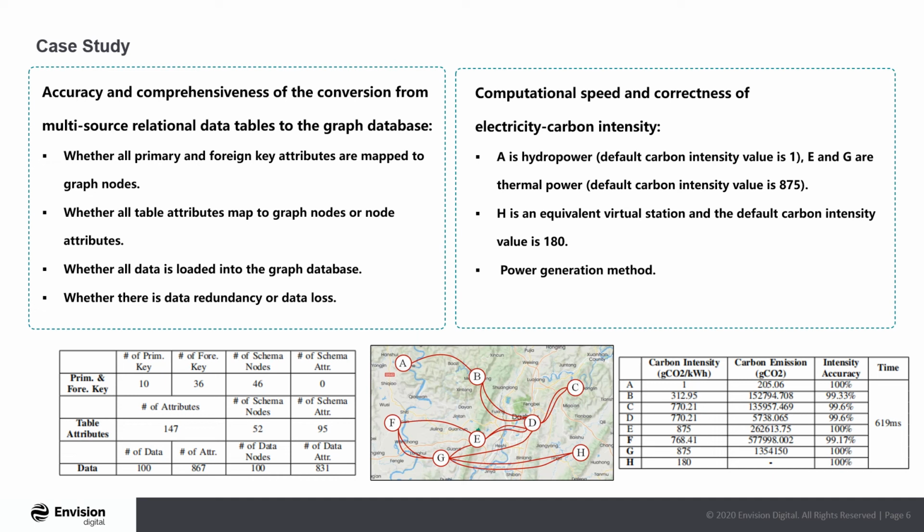Although the calculation results of carbon intensity in some areas have slightly deviated, the accuracy of the overall analysis results is higher than 99%. The reason for the deviation is the setting of the convergence threshold during calculation. The overall calculation time is around 600 ms.